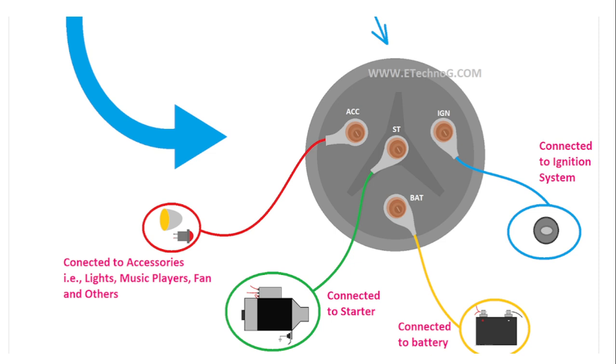In the last slide we'll see some graphic images of this car switch, some basic construction. The battery is connected to this terminal, and ignition is connected to this terminal. Now you know very well what ignition is, what the battery is, what this ACC is, and what this ST is. This is the starter motor. This type of connection is used in the construction of the switch.